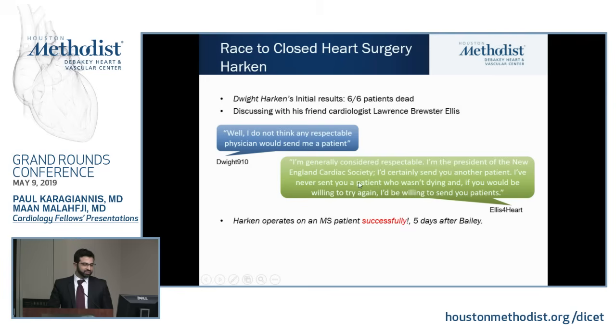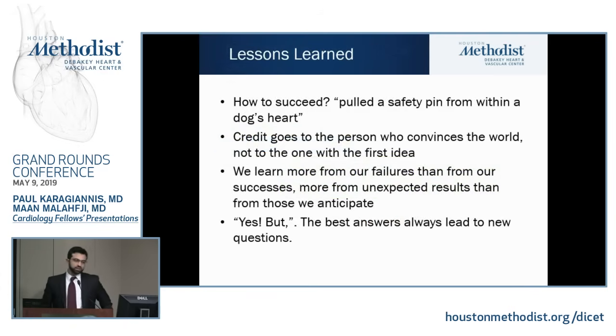And just in the classic surgical referral, I would never send you a patient who wasn't dying anyway. So, if you try again, I'll send you a patient. So Harken keeps trying, and he finally does it successfully. Bailey calls it a valvuloplasty. Harken calls it a commissurotomy. And he does it, but only 5 days later. So what can we learn from this?